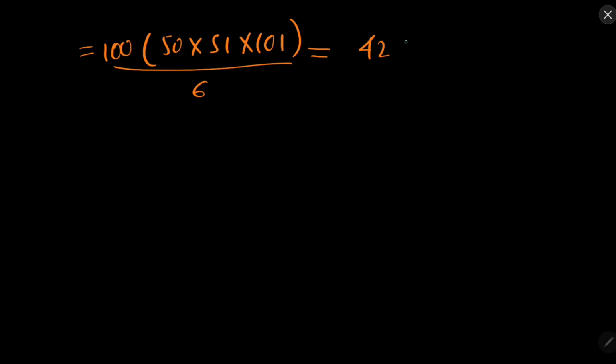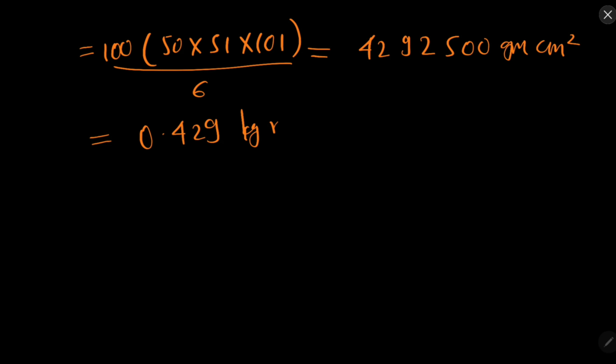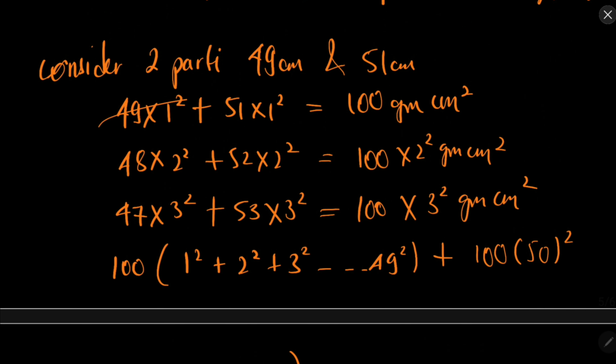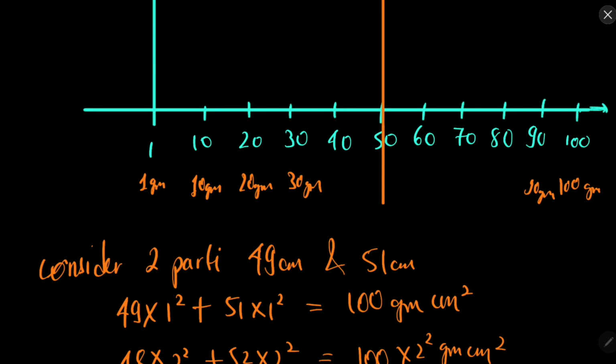So it will give you 4292,500 gram per centimeter square, or 0.429 kilogram meter square. This is gram into centimeter square. So this will be the moment of inertia. So this was the trick that you need to use in this question.